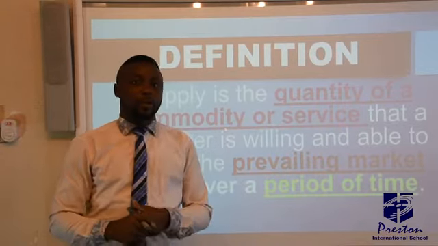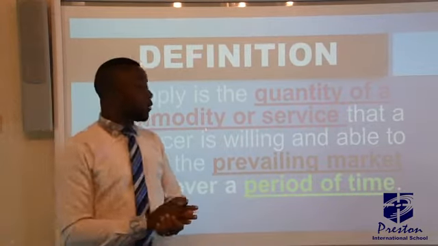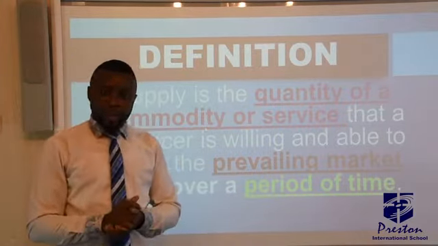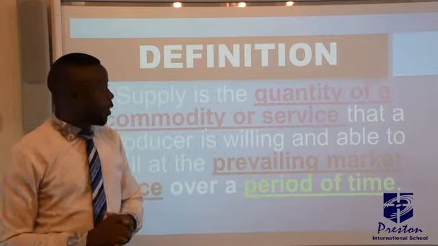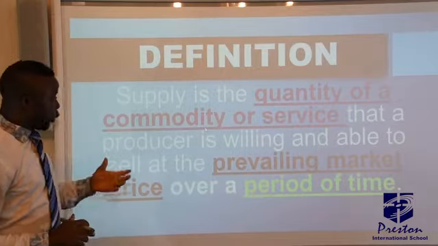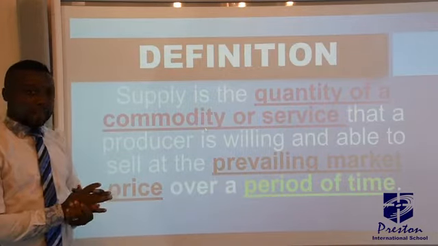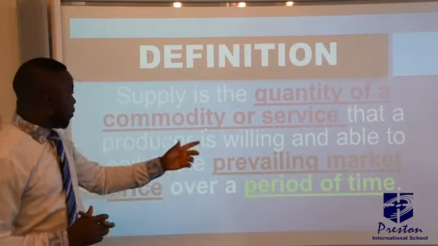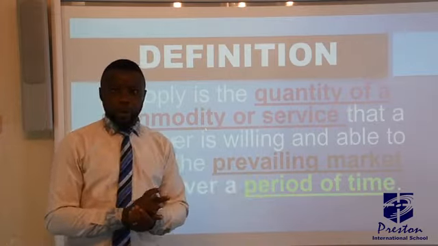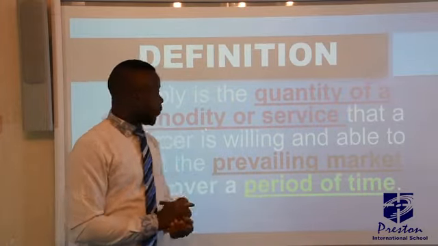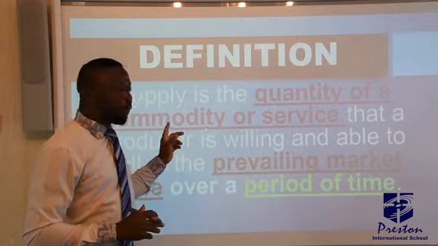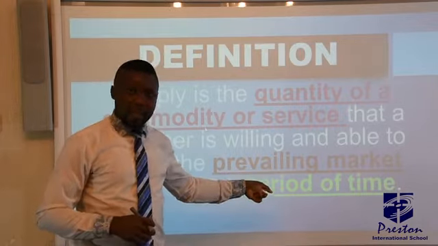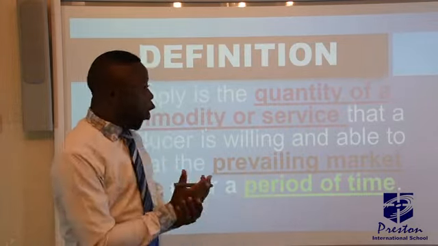What is supply then? Supply is the quantity of a commodity that the producer is willing and able to supply at the prevailing market price over a period of time. I'd like you to pay attention to the words or phrases that are underlined on the board. Quantity of commodity or service, prevailing market price, and the period of time. What does that tell you? It's telling you that the quantity of the commodity that the producer is willing to sell is dependent on the price, and the price is dependent on the time.